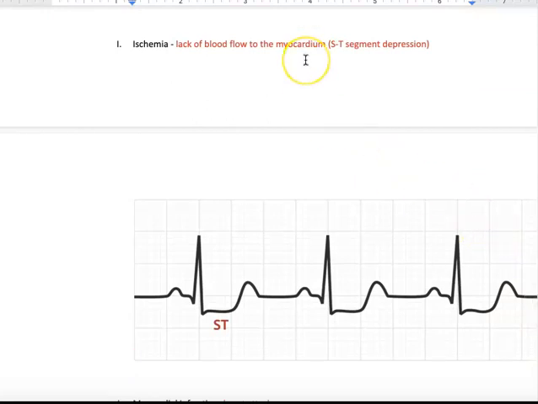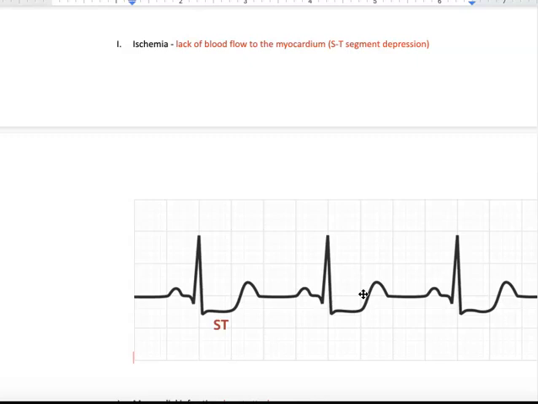Ischemia is a lack of blood flow to the myocardium, because there's blockage in the coronary arteries. This is the reason a lot of people have a stress test, whether they're getting insurance or having chest pain, angina with exertion. Before they do something more invasive, they will do a stress test. At rest, what's normal is you've got this QRS, the S wave comes back up to baseline, and then you get a T wave. That's what you see in a healthy heart.